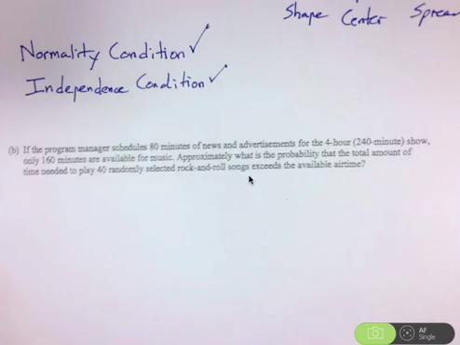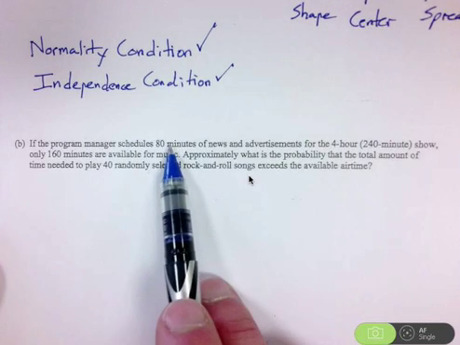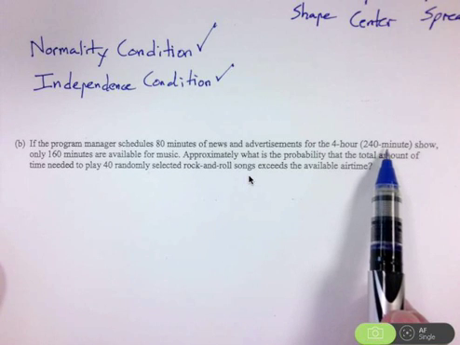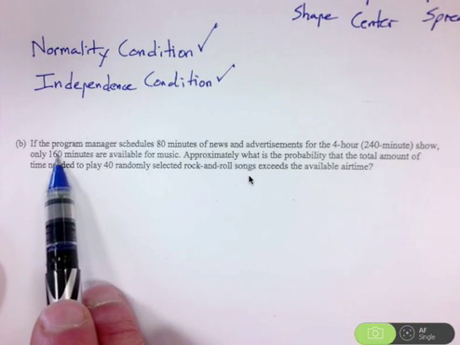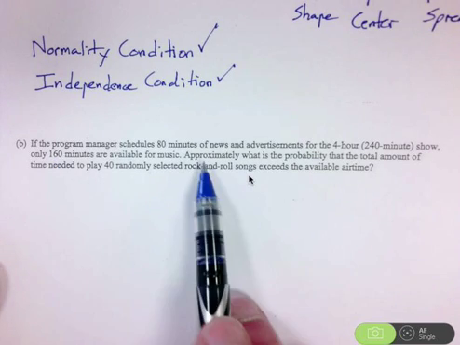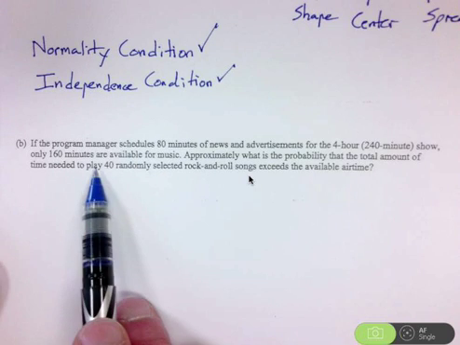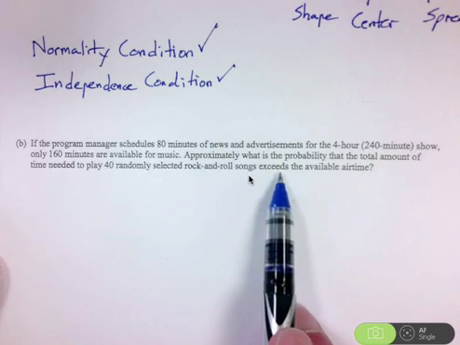Finally in part B, you have an actual probability to calculate. We have 80 minutes of news and advertisements for a 4-hour or 240-minute show, so only 160 minutes are available for music. Approximately, what's the probability that the total amount of time needed to play 40 randomly selected songs will exceed the available time?